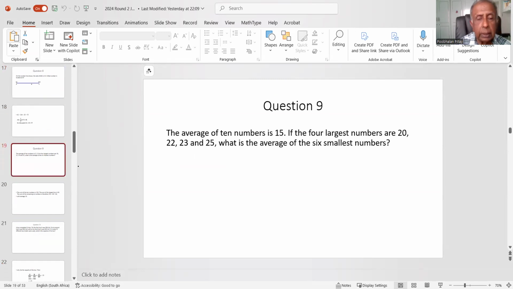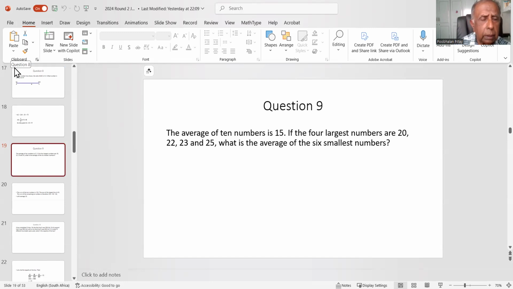Okay, so we're doing question 9 now. The average of 10 numbers is 15. If the 4 largest numbers are 20, 22, 23, and 25, what is the average of the 6 smallest numbers?